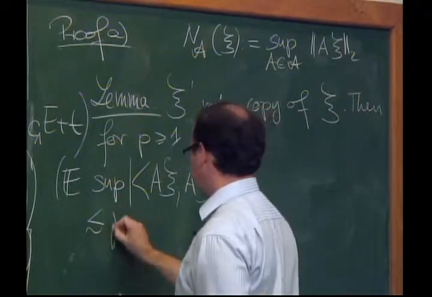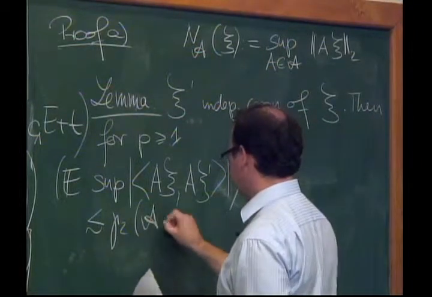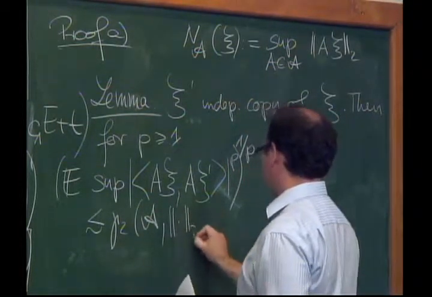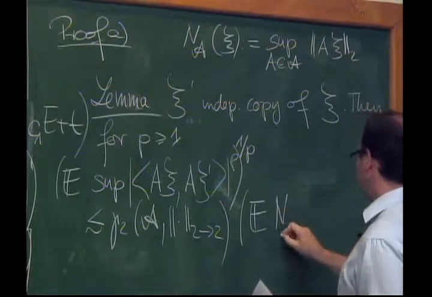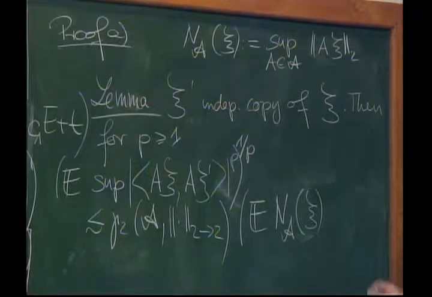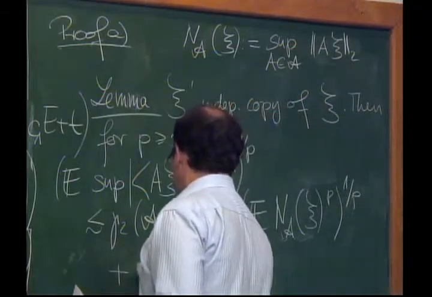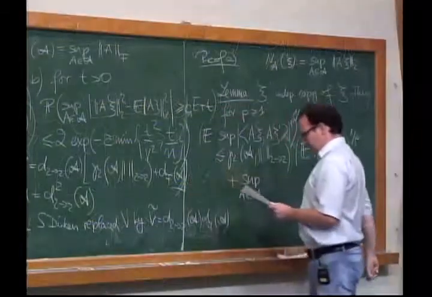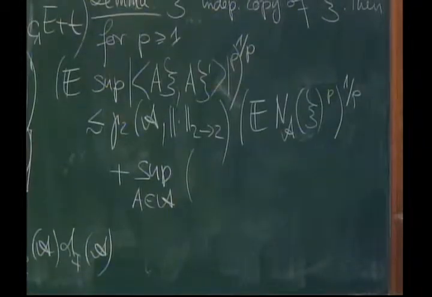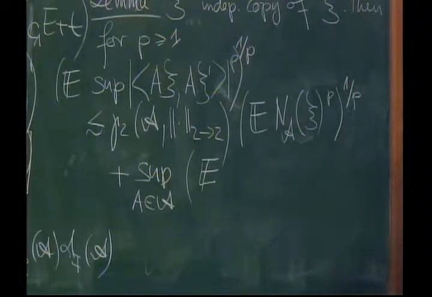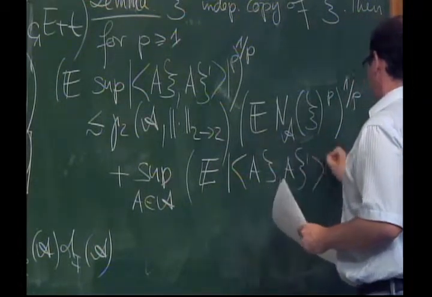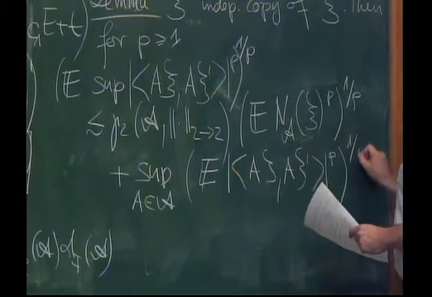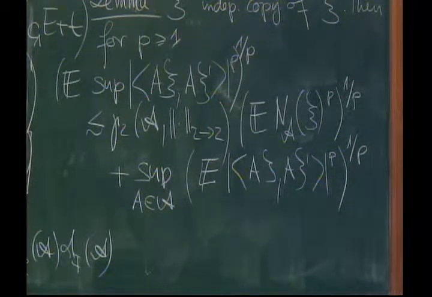by a constant times the gamma 2 functional of A and the spectral norm times the P norm of this quantity NA of psi, plus the supremum over A, and here now the thing is the expectation is inside the supremum, which makes life easier, to the P over 1 over P.